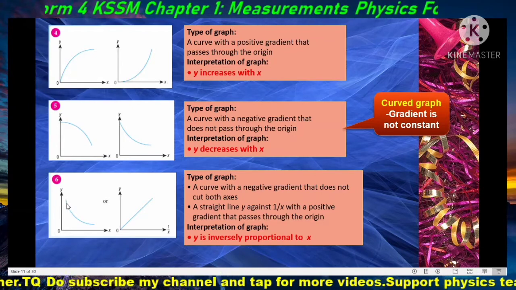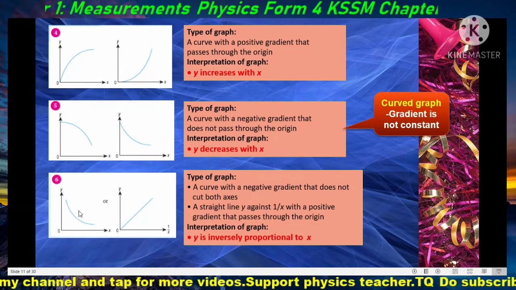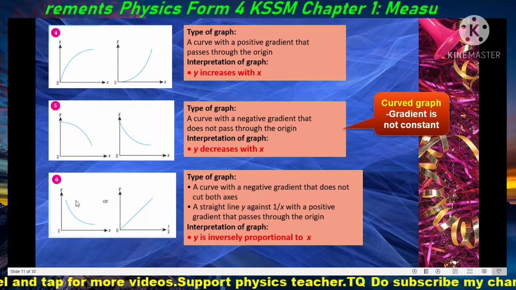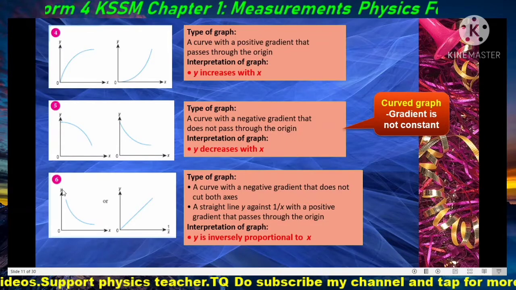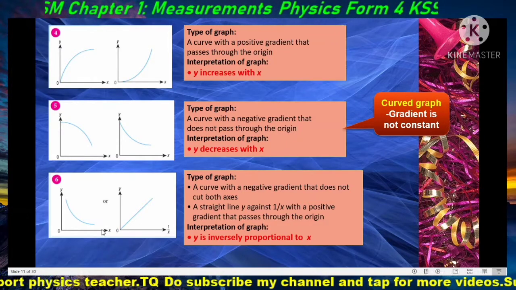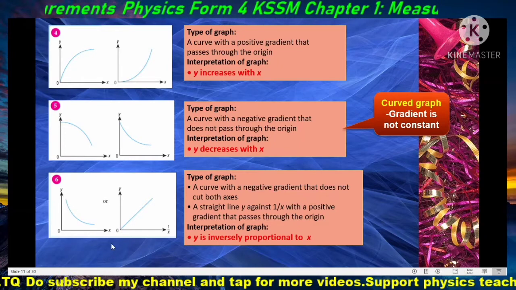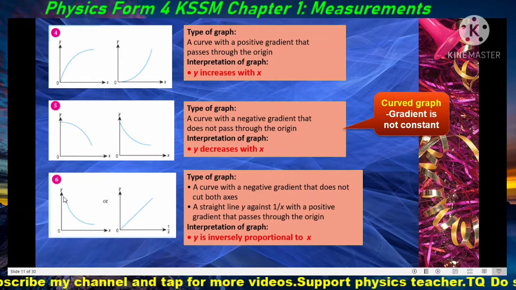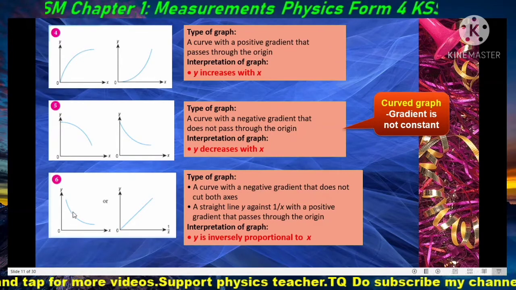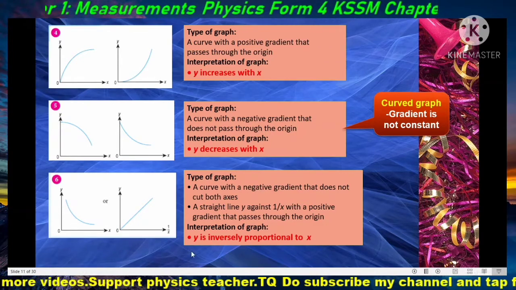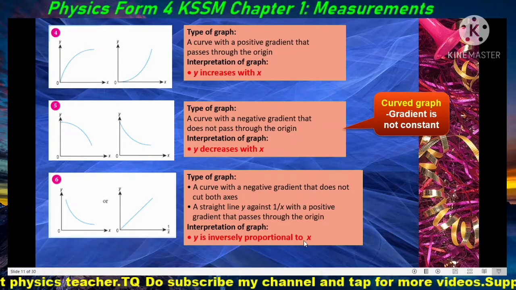This graph will never intercept at y-axis or x-axis. The line of the graph will only approach y or x, does not intercept. Okay, so if you get this graph, this one will give relationship as y is inversely proportional to x.